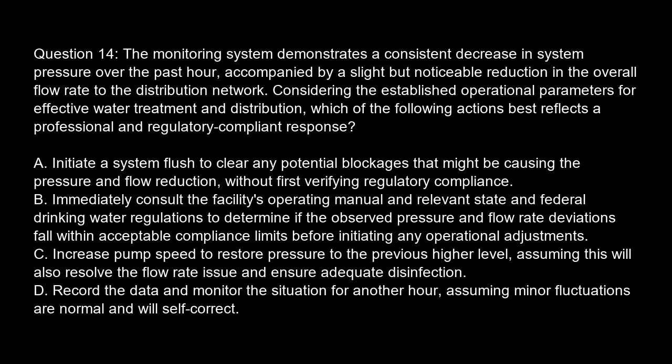Option A. Initiate a system flush to clear any potential blockages that might be causing the pressure and flow reduction, without first verifying regulatory compliance. Option B. Immediately consult the facility's operating manual and relevant state and federal drinking water regulations to determine if the observed pressure and flow rate deviations fall within acceptable compliance limits before initiating any operational adjustments. Option C. Increase pump speed to restore pressure to the previous higher level, assuming this will also resolve the flow rate issue and ensure adequate disinfection. Option D. Record the data and monitor the situation for another hour, assuming minor fluctuations are normal and will self-correct.